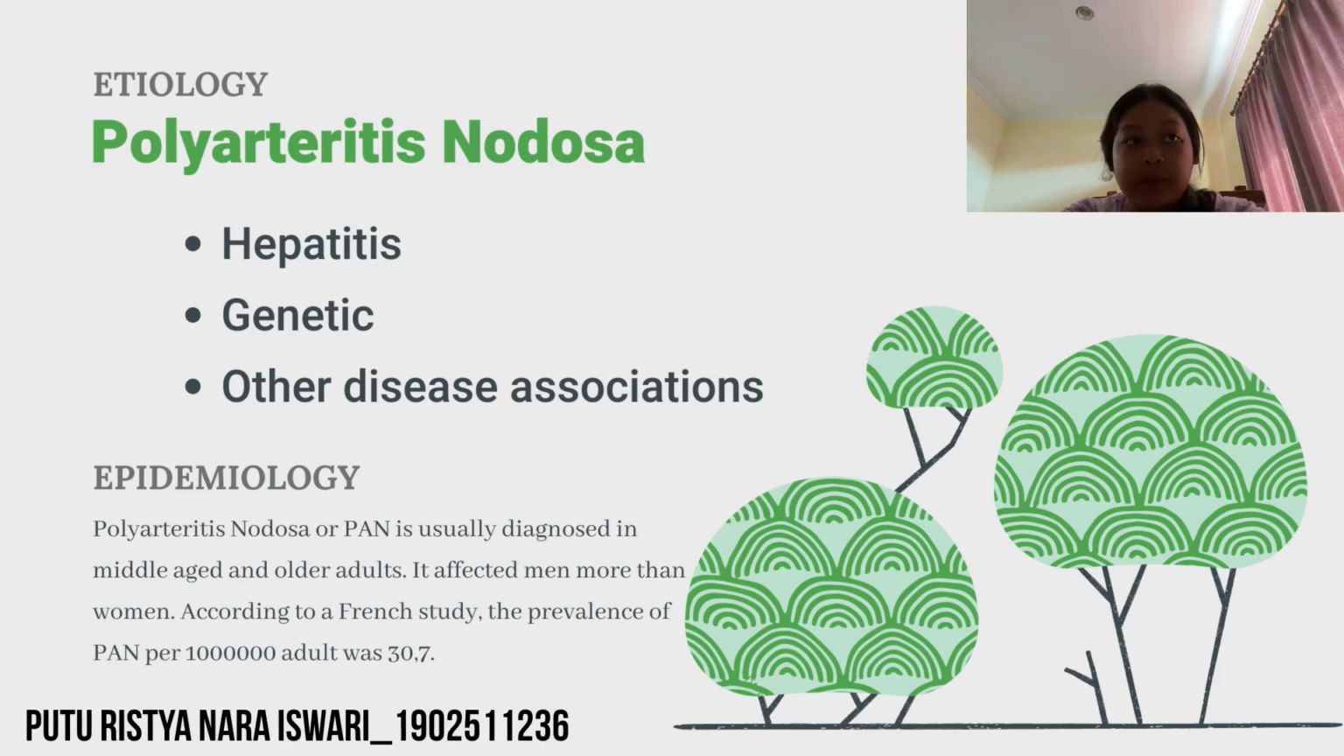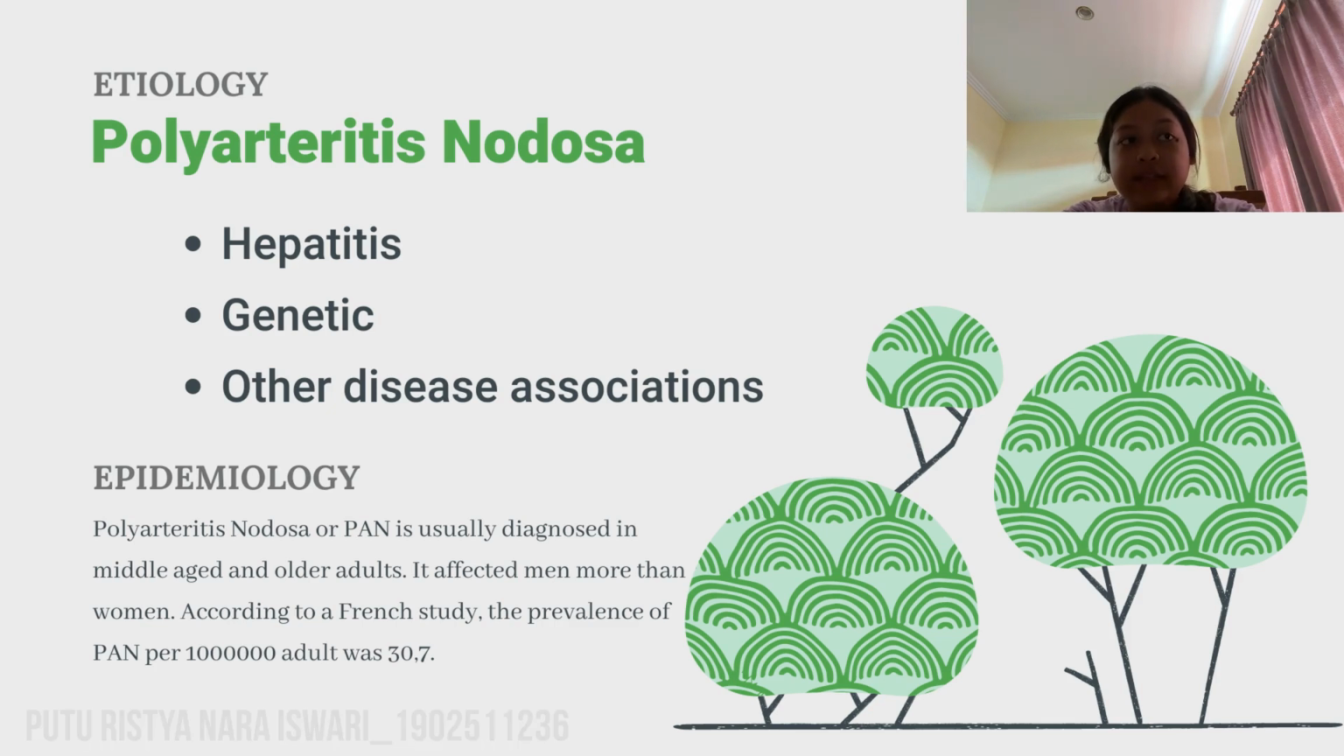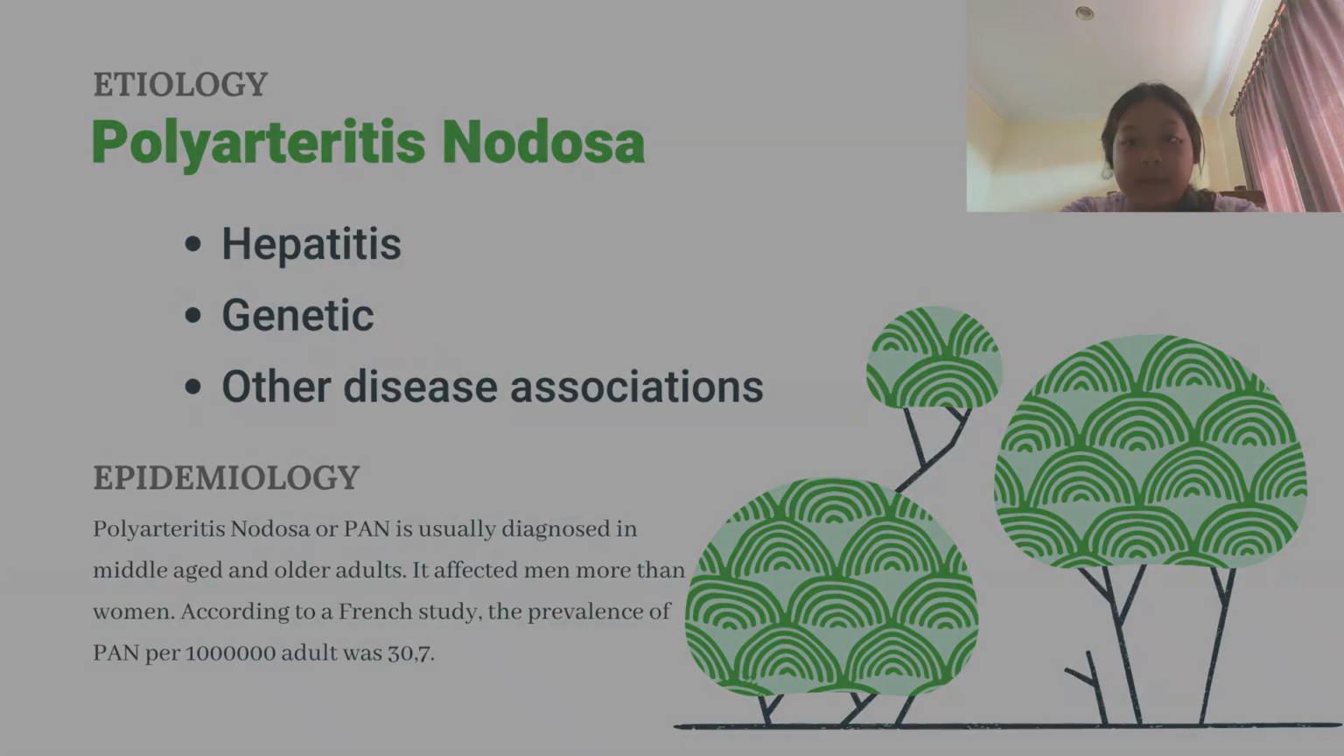Polyarteritis nodosa, or PAN, is usually diagnosed in middle-aged and older adults. It affects men more than women. In 2004, an international PAN survey of 22 pediatric centers identified 110 children, of whom 63 had systemic PAN and only 33 had cutaneous PAN.